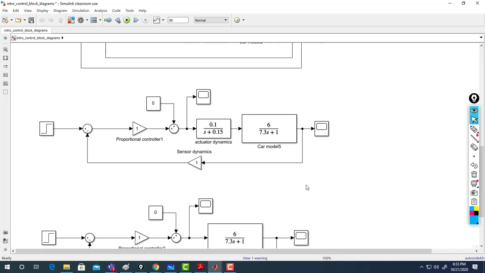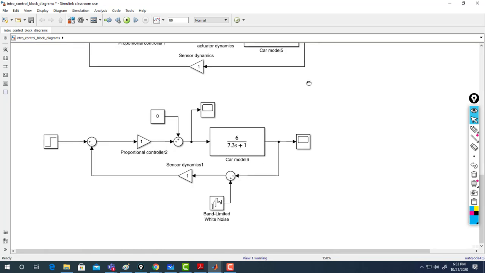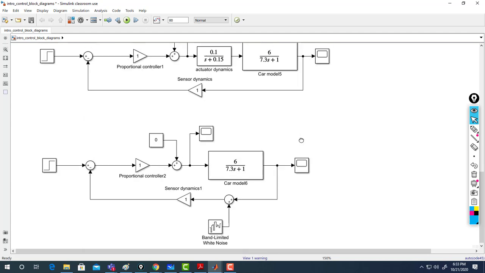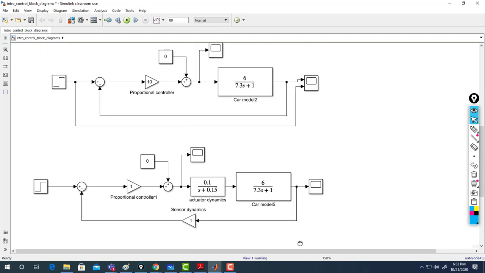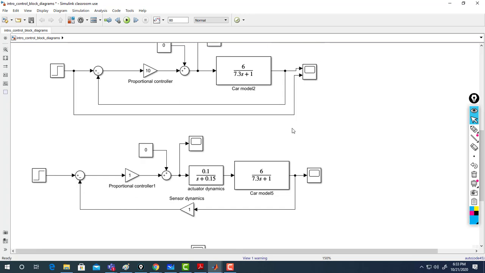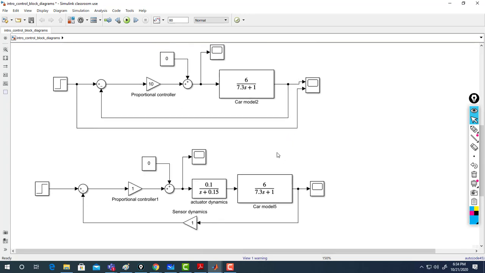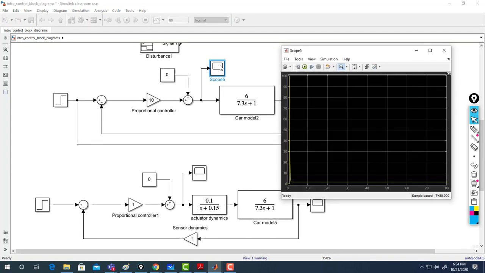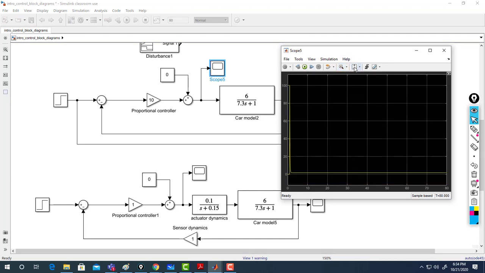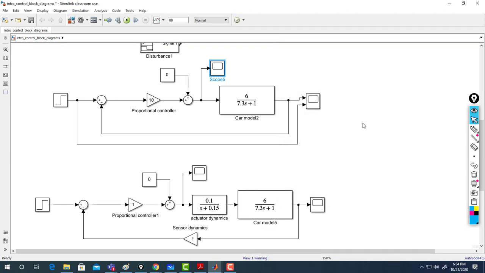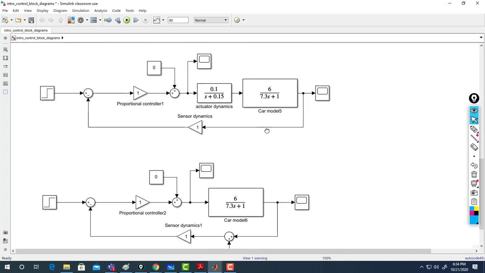Now you have drawbacks of increasing the proportional gain. One drawback is saturating the actuator, right? You saturate your actuator. And the second drawback, we said it will amplify the noise.